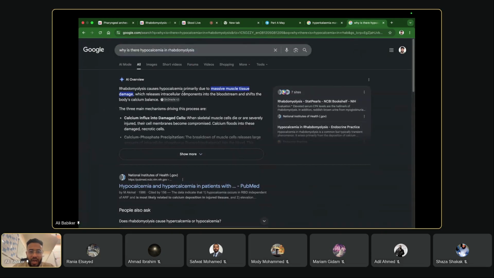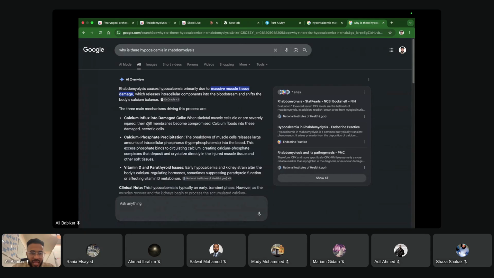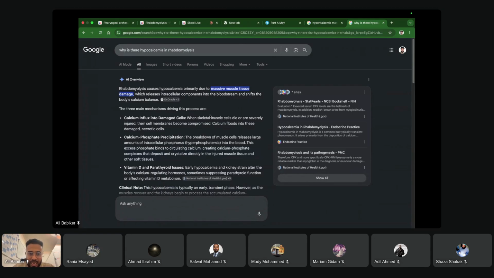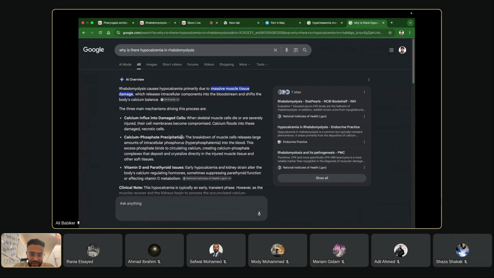Rhabdomyolysis causes hypocalcemia primarily due to massive muscle tissue damage, where there is release of intracellular components to the bloodstream and a shift in the body's calcium balance. All right. There is calcium influx into the damaged cell where skeletal muscle cells die. Calcium phosphate. I told you that, right? Do you remember? So due to calcium phosphate, and the calcium will come inside the cell.